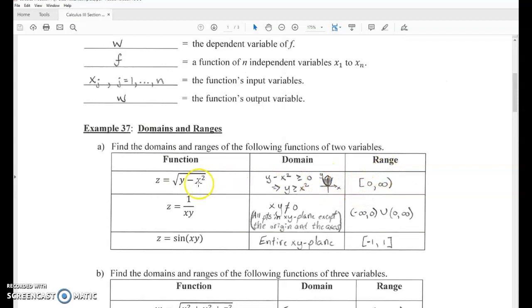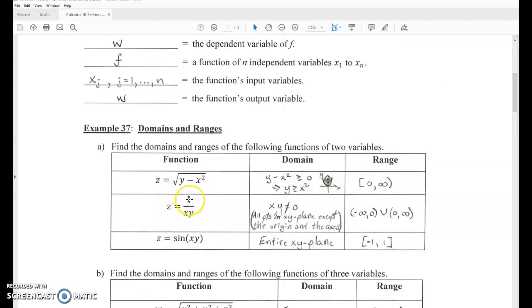Okay, and then the range is, well, what values of z are taken on for all values of y and x for which this is possible? Then z is just always positive or 0. So the range of that function is from 0 to infinity, including 0.